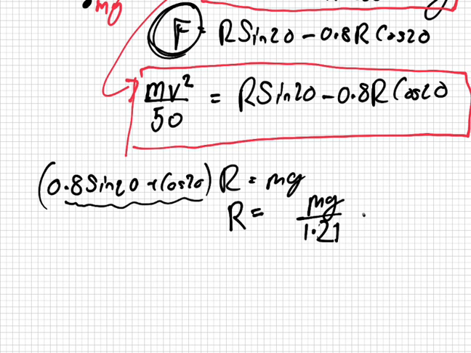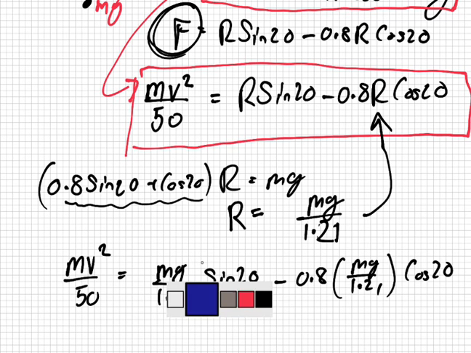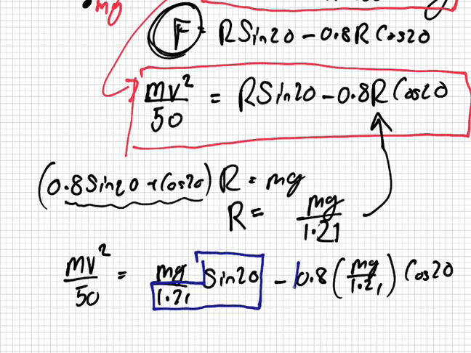Yes, I'm going to continue. So, putting that in here now, I have mv squared over 50 equals mg over 1.21 sin 20 minus 0.8 mg over 1.21 cos 20. Okay, so I need someone now to tell me this one, sin 20 divided by 1.21, and then this one here, 0.8 multiplied by cos 20 divided by 1.21.